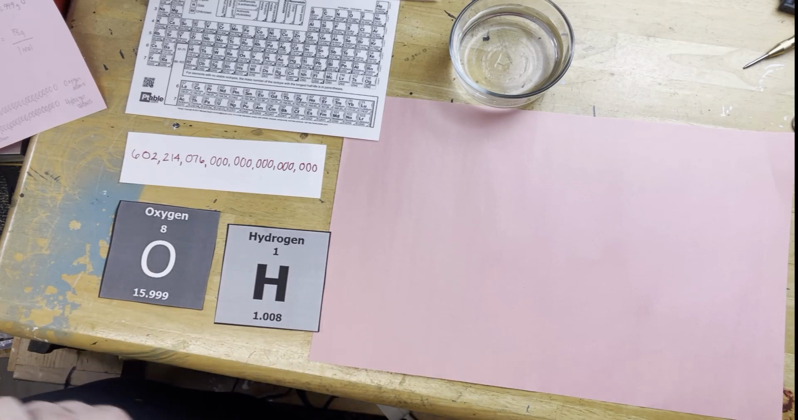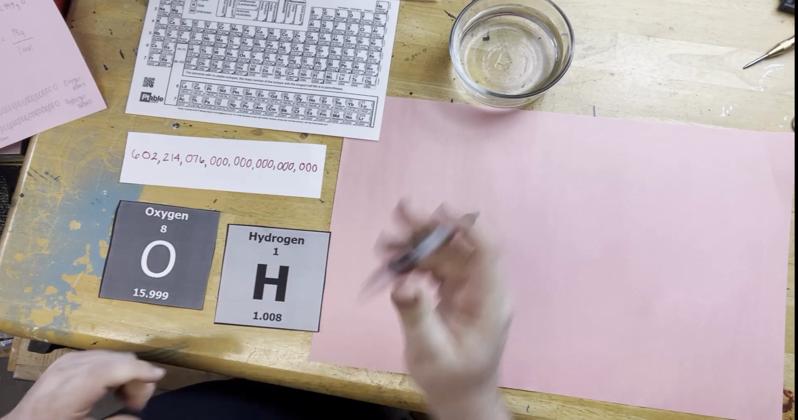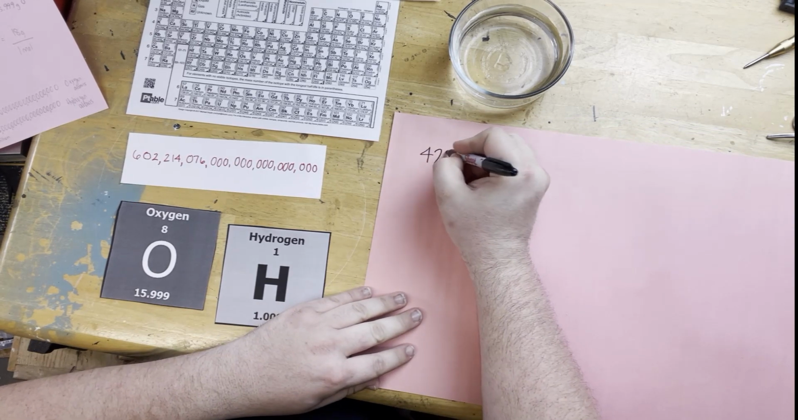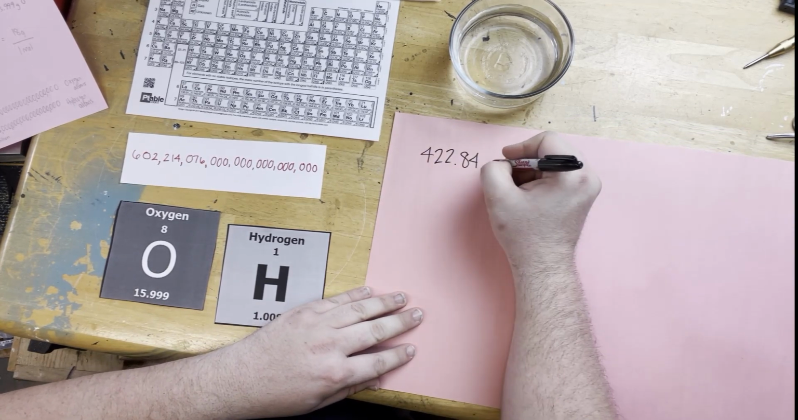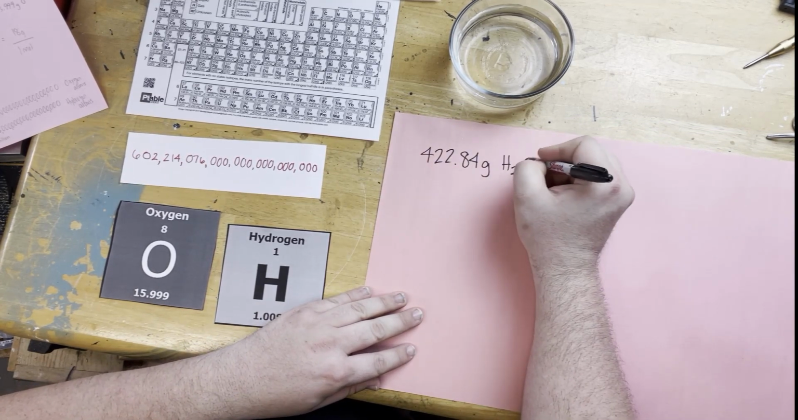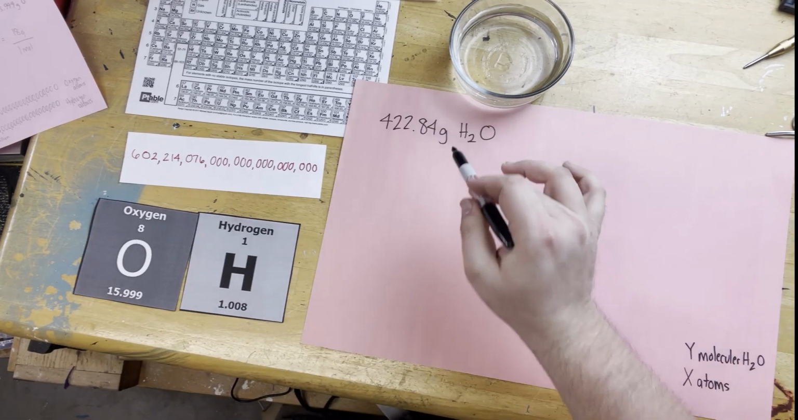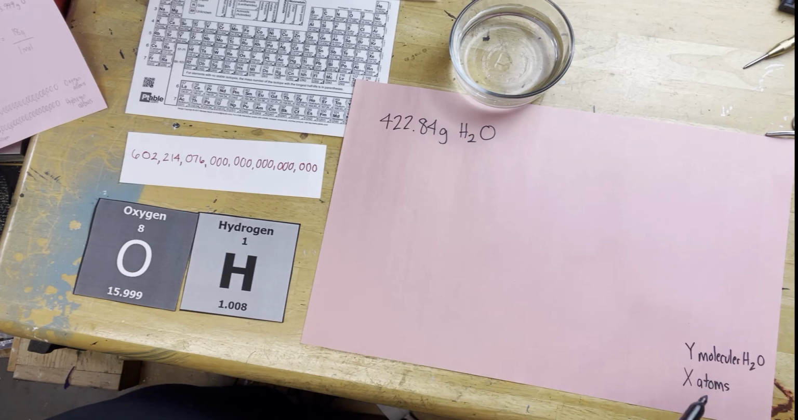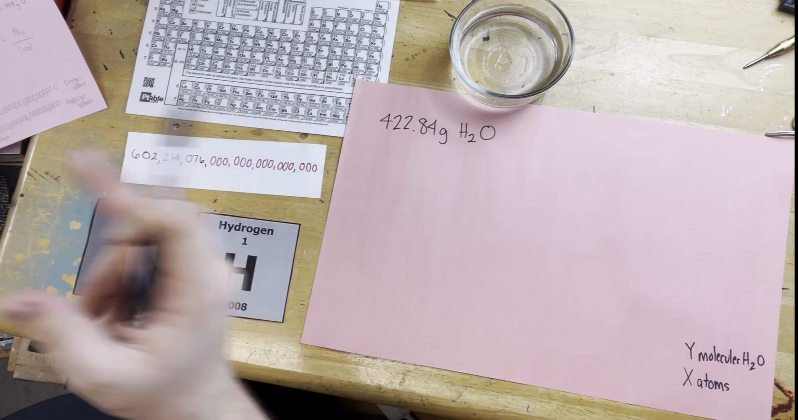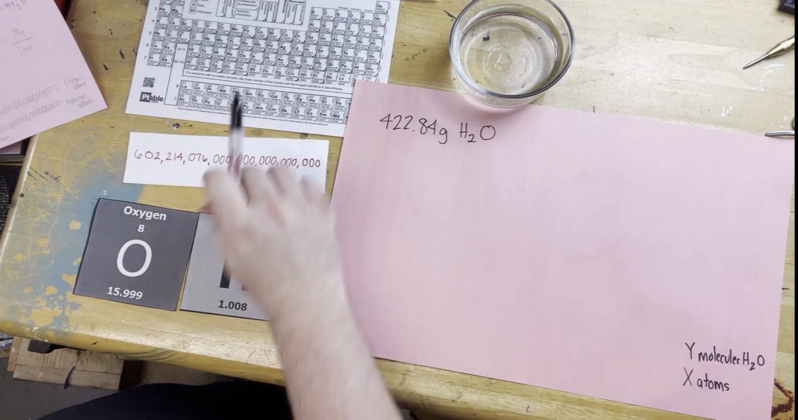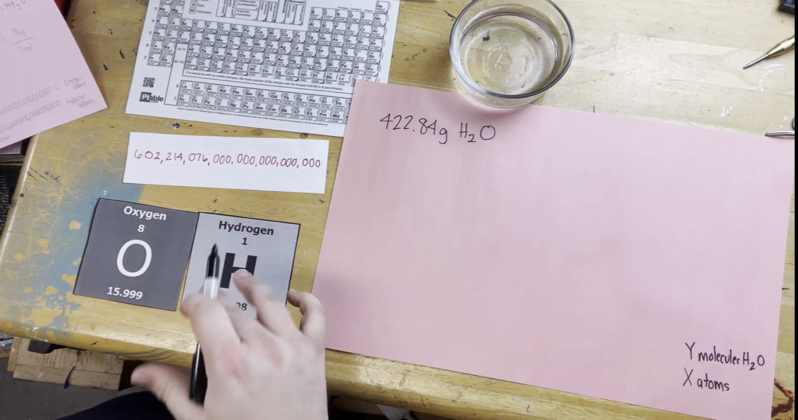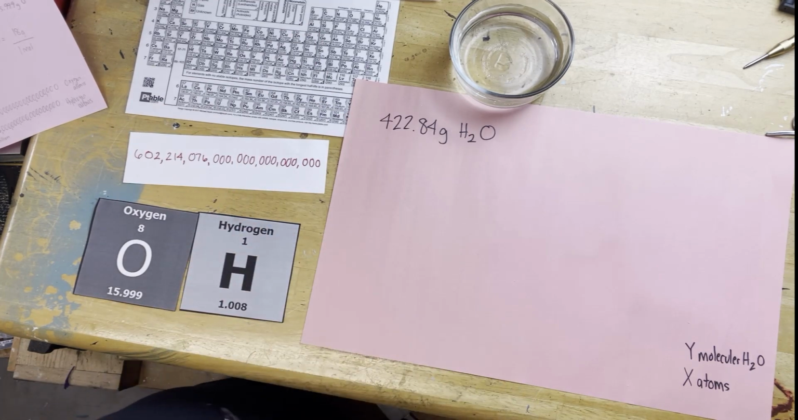Let's begin our calculations. We are starting with 422.84 grams of pure water, H2O. How can we convert from grams of water into molecules of water? Remember, we know that this many molecules of H2O has 18 grams. Let's use that information to our advantage.